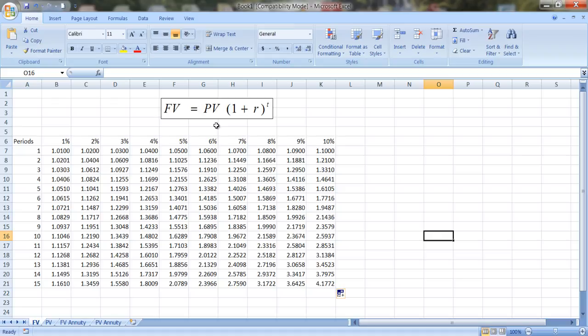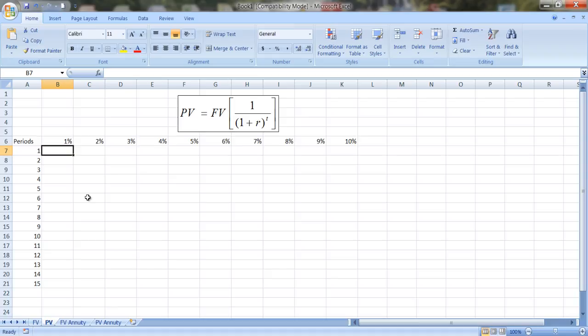So suppose I said you're going to receive $100 today. How much is it going to be worth in 9 years at an interest rate of 7%? So we go down here to 9 periods and we go across to 7%. Okay, so where these two intersect, we get a factor of 1.8385. So you just multiply 100 times that factor and you get $183.85. So if you put $100 in the bank today for 9 years at a 7% interest rate, you'll have $183.85.